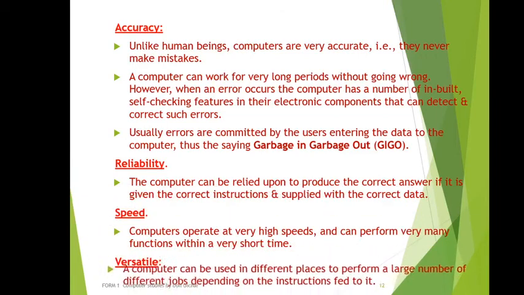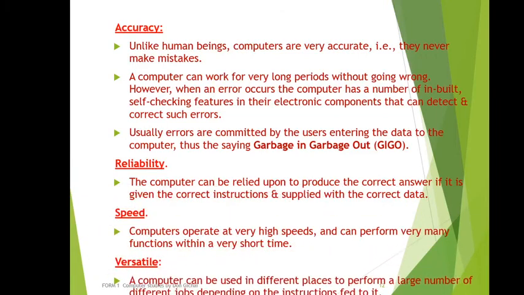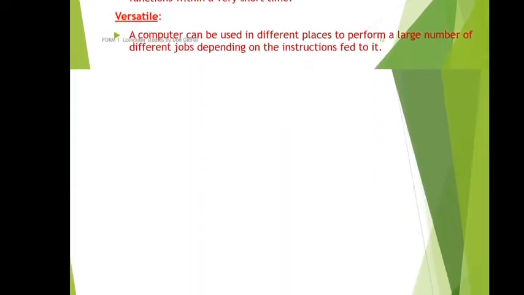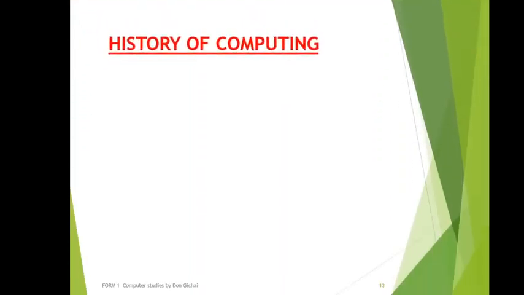Versatile. Versatile means a computer can be used in different places to perform a large number of different jobs depending on the instructions fed to it. For one, a computer can be used in the hospital, it can be used in the games department, it can be used in entering marks, it can be used in the accounts office. Therefore, it is actually versatile or flexible.